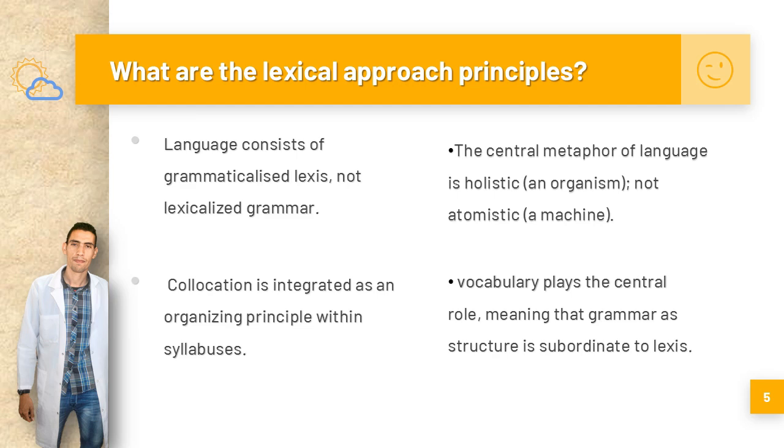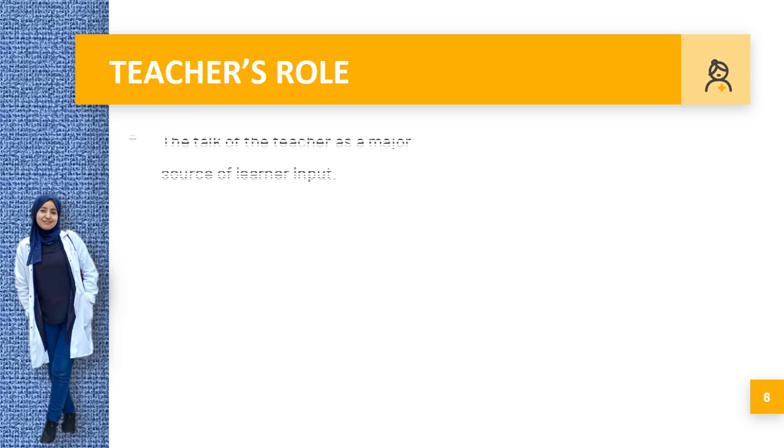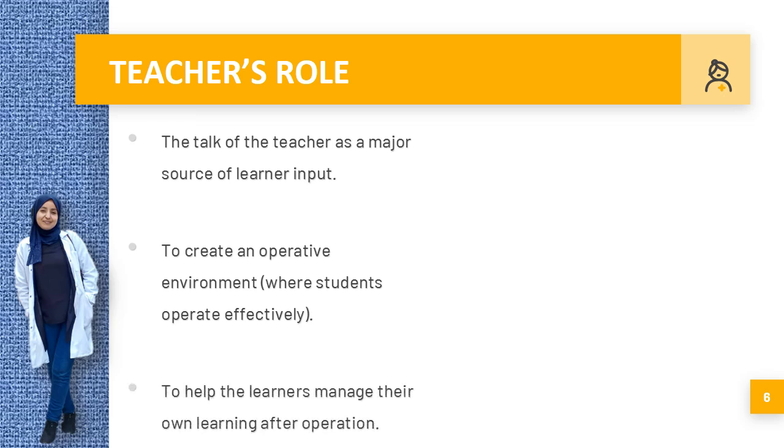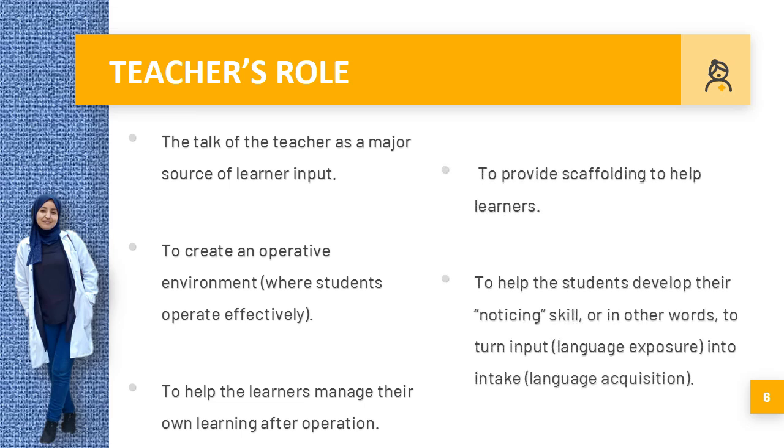I guess the teacher's role in this approach is very, very important, isn't it? Right, and learners too. Okay, let's see the teacher's role. The talk of the teacher as a major source of learner input, to create an operative environment where students operate effectively, to help the learners manage their own learning after operation, to provide scaffolding to help learners, to help the students develop their noticing skill, or in other words, to turn input, language exposure, into intake, language acquisition. In other words, the teacher should talk to learners in the target language as a major source of input, create an adequate atmosphere, and help the students manage their learning after operation.